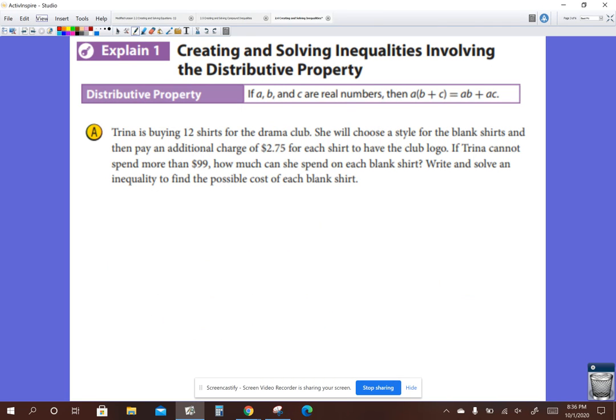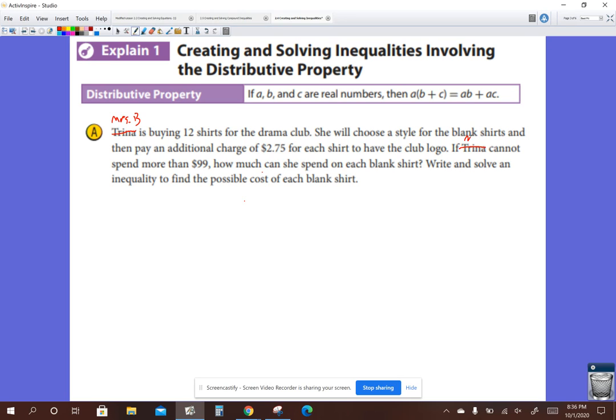All right, here we go. For this one, I'm going to use Ms. Bazawi. Okay, Ms. Bazawi's buying 12 shirts for, I'm going to write that down so I remember. Ms. Bazawi is buying 12 shirts for the drama club. She will choose a style for the blank shirts and then pay an additional charge of $2.75 for each shirt to have the club logo, in case maybe she wants to write the drama club or even memorial on the shirts. If Ms. Bazawi cannot spend more than $99, how much can she spend on each blank shirt?